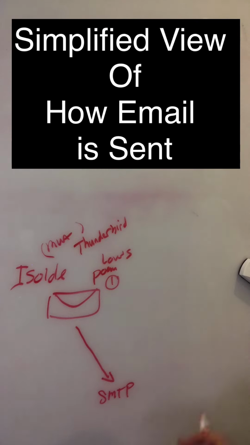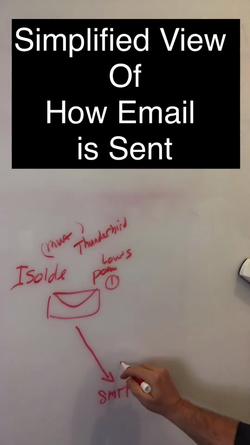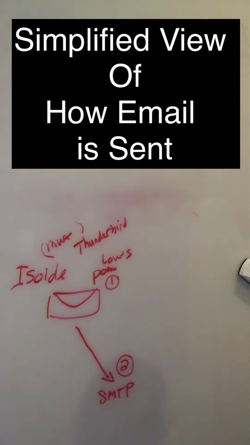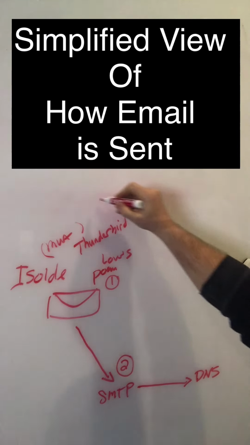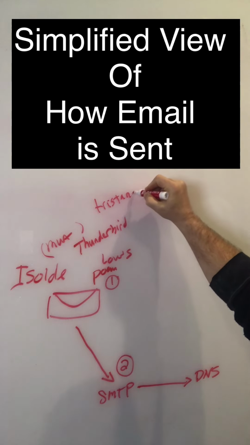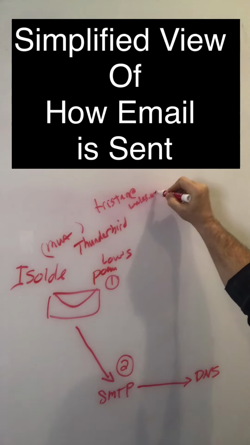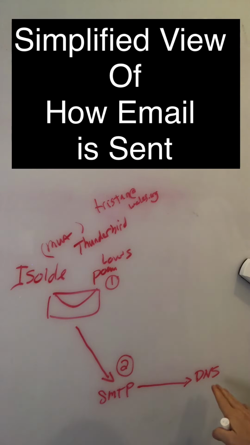Now the SMTP server's job is to read the header, basically, this is step 2, and understand where it's trying to go. It's going to read the Tristan@wales.org and go, I don't know where wales.org is, but I know who to ask. And so it's going to send a query to DNS and say, where is wales.org? Because she's trying to send things to Tristan@wales.org.